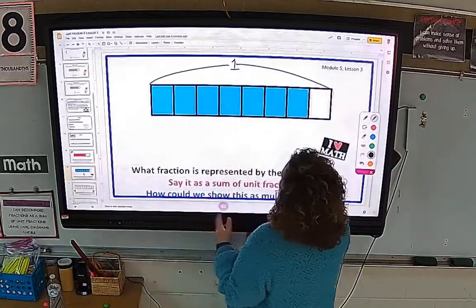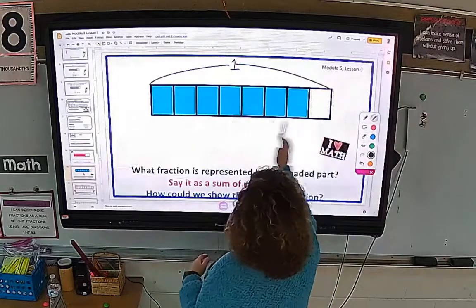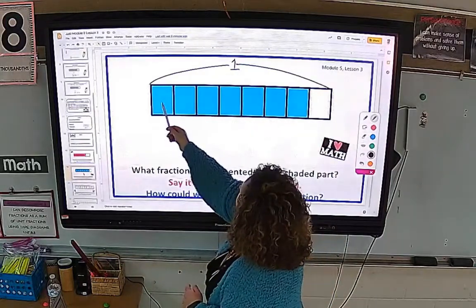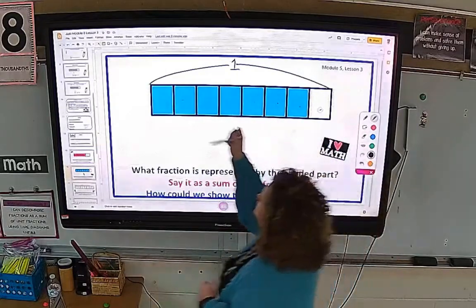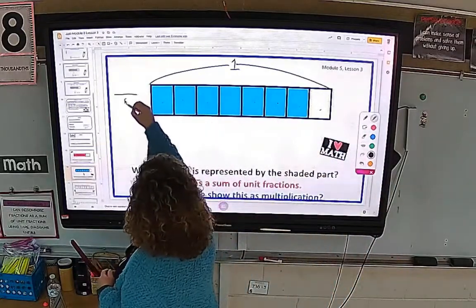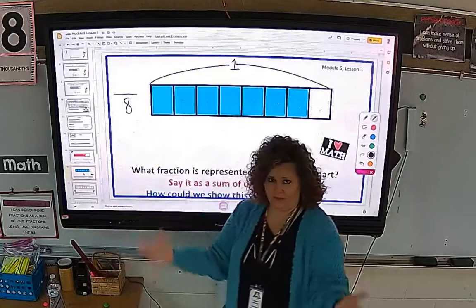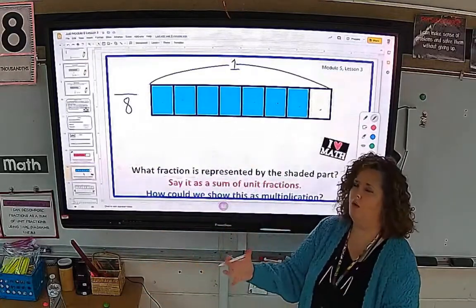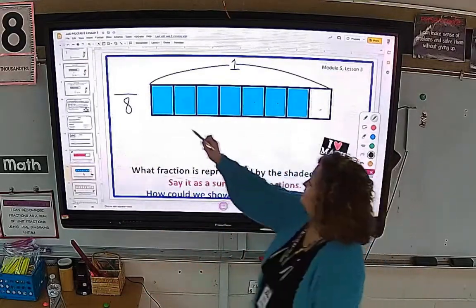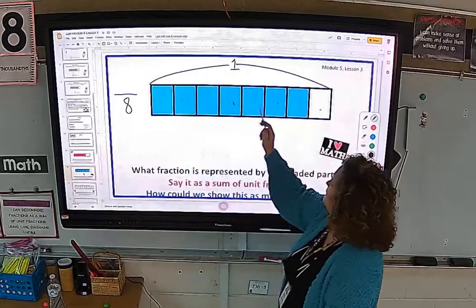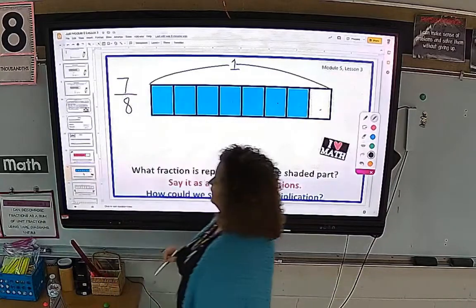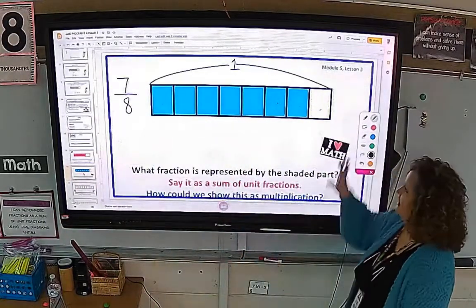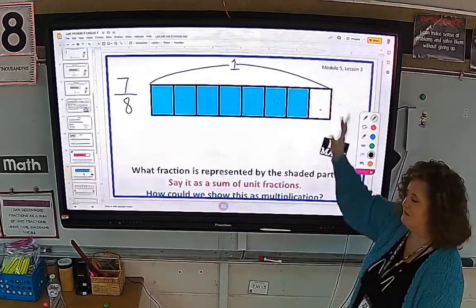Okay, so how many pieces are in the entire one whole? 1, 2, 3, 4, 5, 6, 7, 8. So we know 8 is our denominator because it takes 8 pieces to make the one whole. Now, how many are shaded? 1, 2, 3, 4, 5, 6, and 7. Okay. So the fraction we're working with is 7/8, and this tape diagram is showing 7/8.